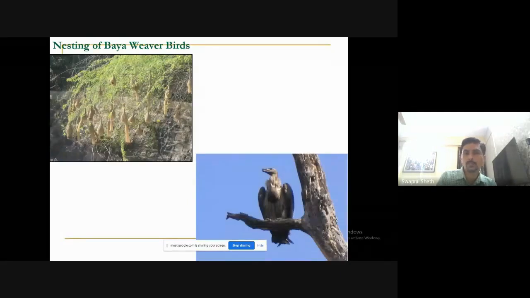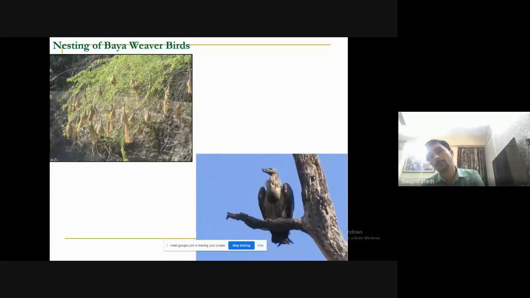Then the nesting of Baya weaver birds. Then also this is one of the important species known as the vulture. It is a scavenger, so nature has its own mechanism to clean everything. All dead flesh and everything is eaten by this bird, but because of one of the pharmaceutical products in veterinary medicines called diclofenac, the Supreme Court has banned it.